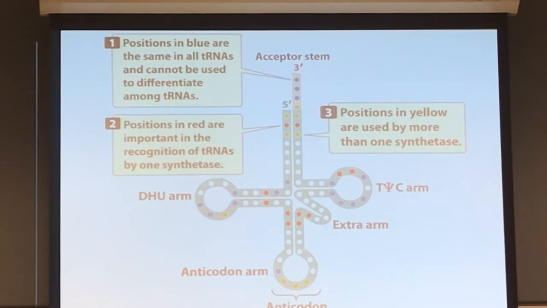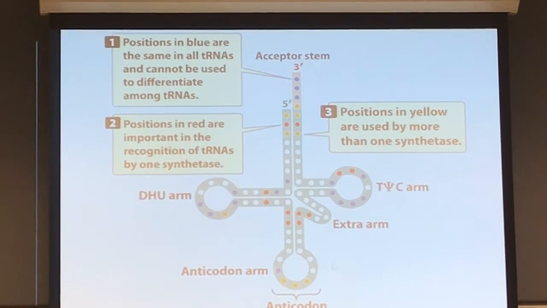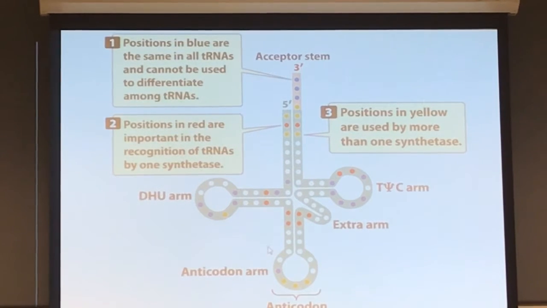This is the extra arm, so you don't have to worry about it. This is just giving you an overview of the structure of the transfer RNA. In general, it has a clover leaf model. It has four different arms. One is the anticodon arm, an extra arm, and the T arm, but you don't have to worry about all that.